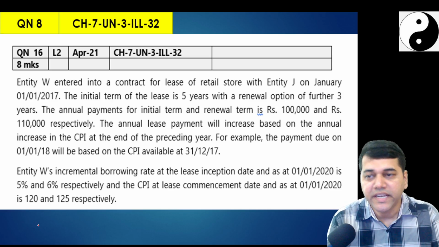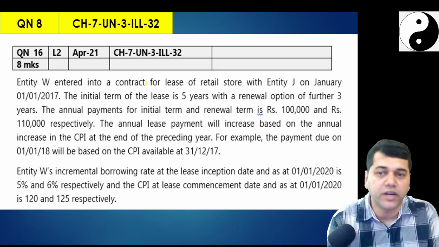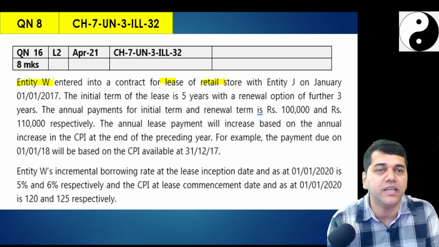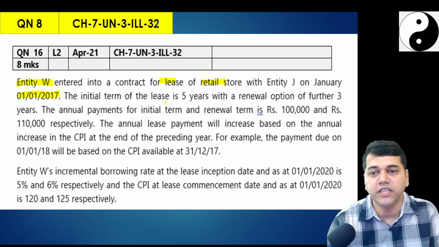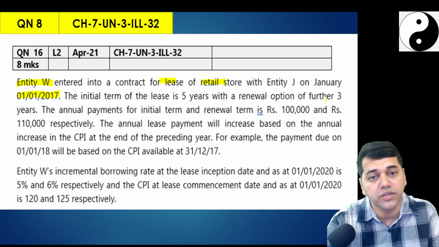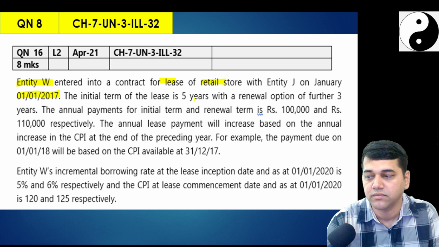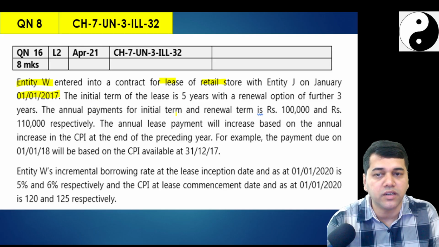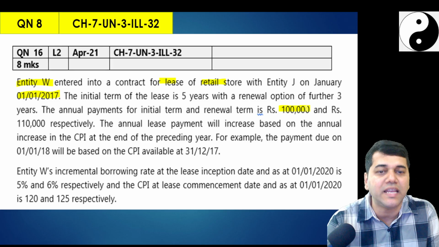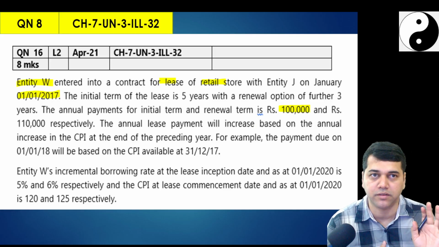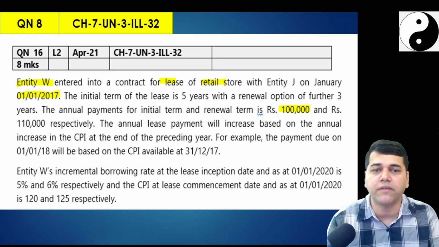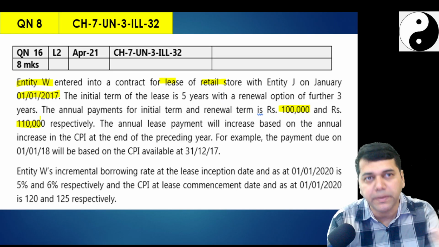Now, entity W entered into a contract for a lease of a retail store with entity J. So, entity W is the lessee. On 1st of January 2017, the initial term of the lease is 5 years with the renewal option for further 3 years. The annual payments of the initial term and the renewal term is 1 lakh rupees. That means if you do it right now, you have to pay 1 lakh, 1 lakh, 1 lakh, fixed payment, no variability. Renewal also you have to pay 1 lakh and 1 lakh 10. If you want to renew, pay 10,000 rupees extra.